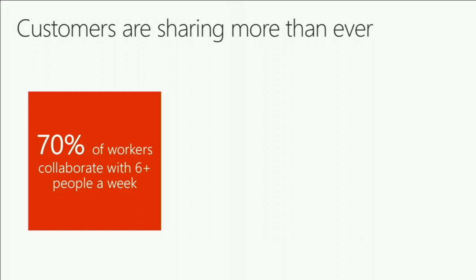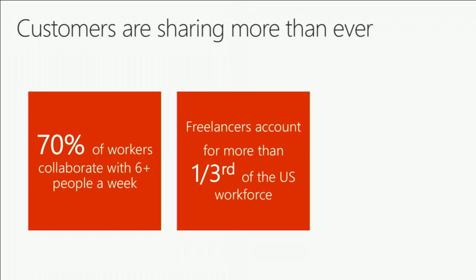The first one is 70% of workers are collaborating with 6 or more people a week. And this probably seems like a small number to a lot of you. But if you think back 5 to 10 years, people weren't collaborating on files as much as they are today. So definitely more sharing is happening. We're also seeing more sharing outside of the organization. People are working with contractors, vendors, partners, competitors, and more than 1/3 of the US workforce today is freelancers.